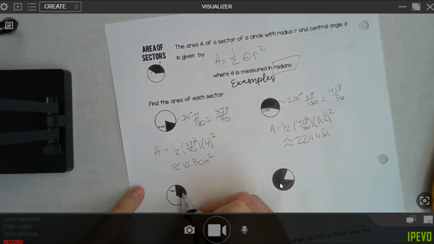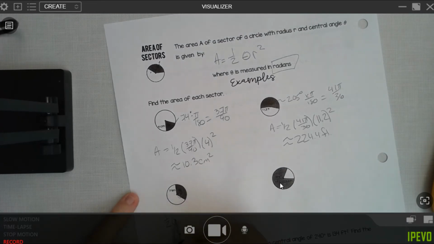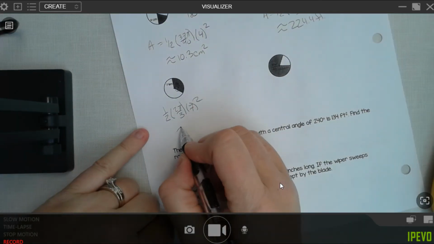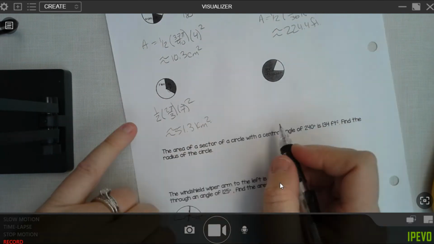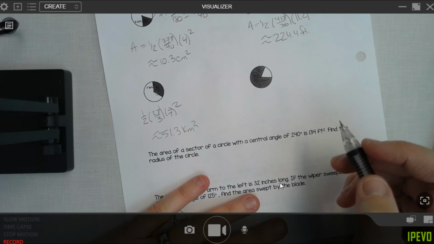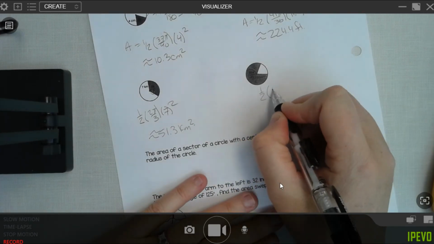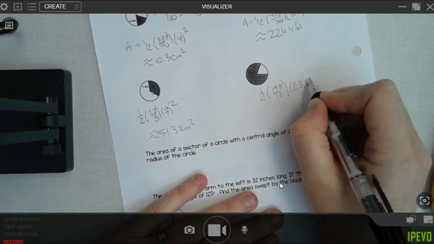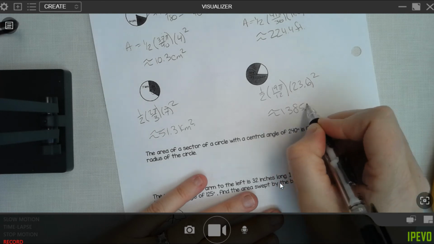It says 2 pi over 3, so that's a radian measurement. So I don't have to do anything to it, I can just plug that one straight in here, and then times 7 squared. So that's going to be approximately 51.3 kilometers squared. This one right here is 19 pi over 12. So I'm going to have 1/2 times 19 pi over 12 times my radius squared. So it's about 1385.2 meters squared.